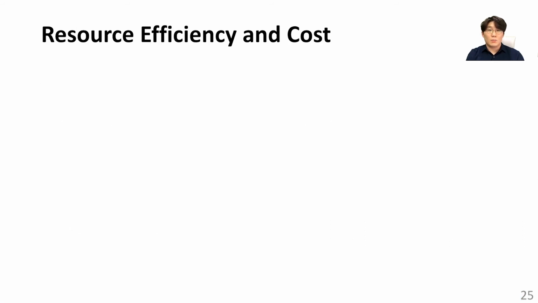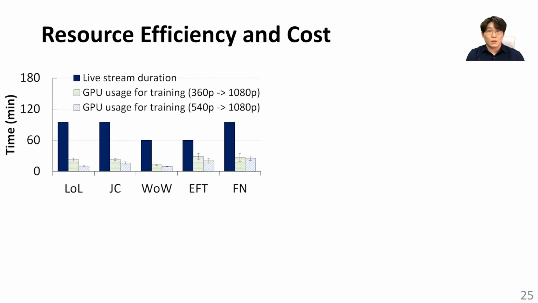We now show you how much resource the content adaptive learning can save. Here, the figure shows the actual GPU usage time for online training compared to the stream length. On average, LiveNAS performs online learning for only 25% of the streaming time. To see how effective the content adaptive learning is, we compare LiveNAS and WebRTC with 2 baseline training methods in terms of resulting video quality.